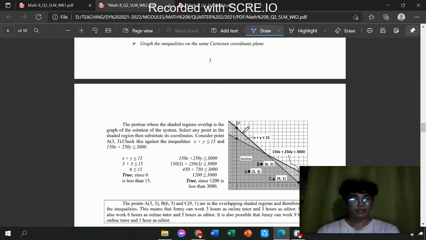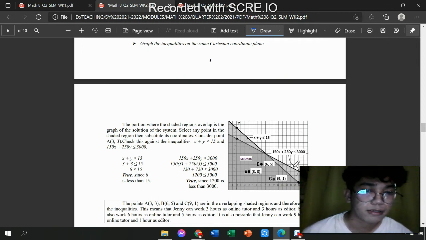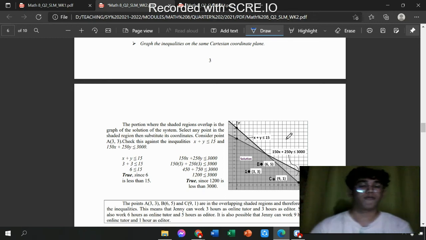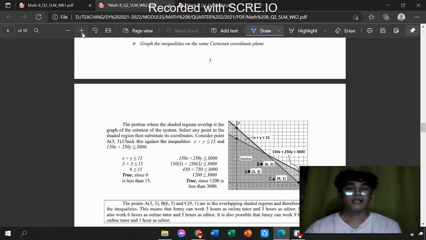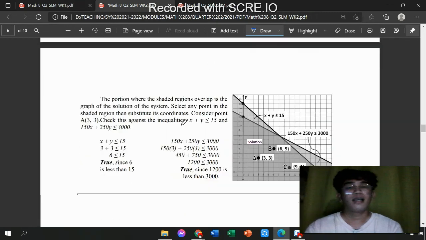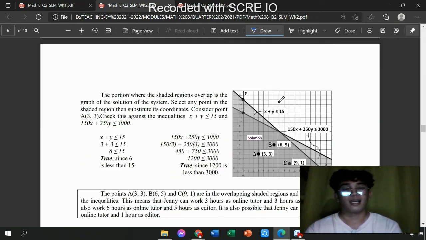So kani nga line is mao ni ang line sa x plus y is less than or equal to 15. Then this line is for the 150x plus 250y is less than or equal to 3,000. So naa na tay duha ka line. Then atong punta next sa shading.